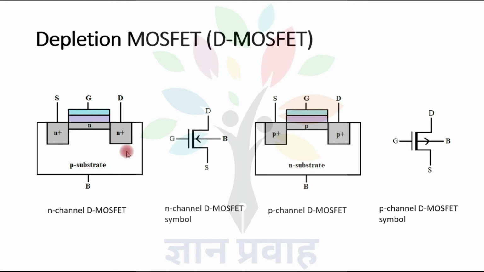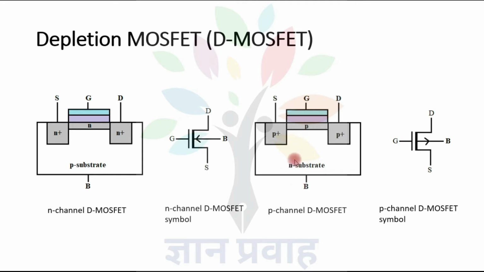The logical symbol for N-channel D MOSFET is given here. Drain terminal, gate terminal, and source terminal, and the fourth terminal is the body terminal or substrate terminal. The arrow is simply showing the direction of conventional current, and the direction of conventional current is always from P material to N material. So the body is P-type material. So the direction of conventional current is P to N. This is a thick line and it is simply showing the channel region which is already present.